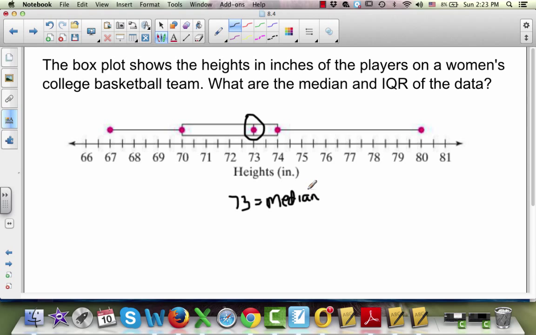And the interquartile range is just quartile 3 minus quartile 1. So that will be 74 minus 70, which gives us 4 for the interquartile range. So the median is 73 and the interquartile range is 4.